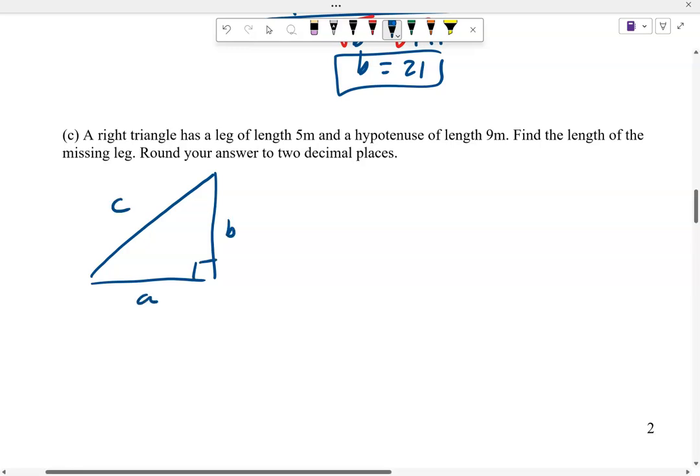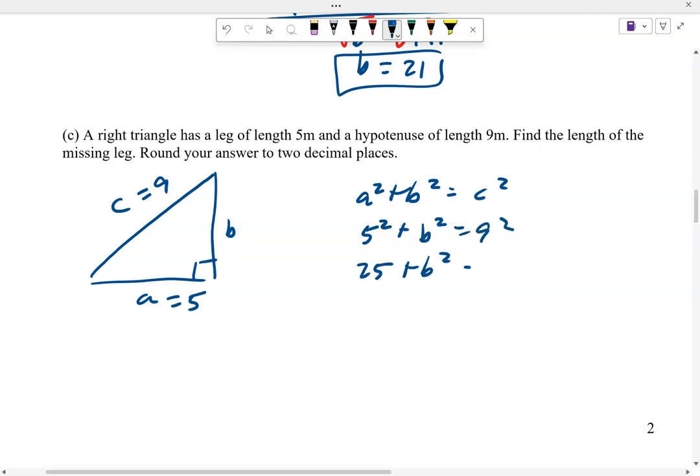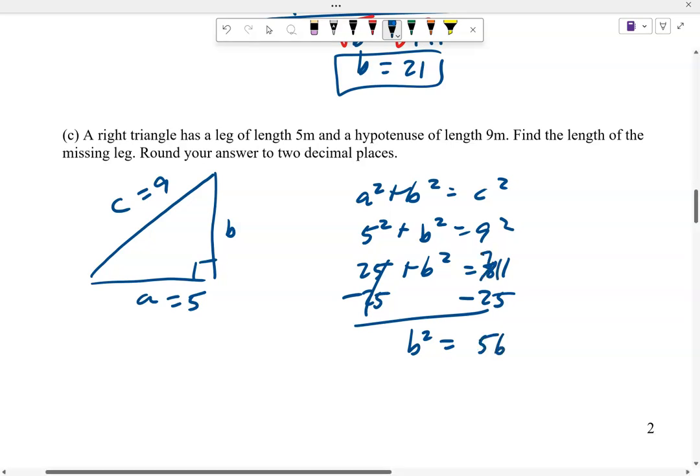So we've got a leg length here of 5. We've got a hypotenuse 9. Subtract 25 on both sides. You get B squared equals 56. And you square root both sides. And that's where you get the 7.48. And this is in meters.